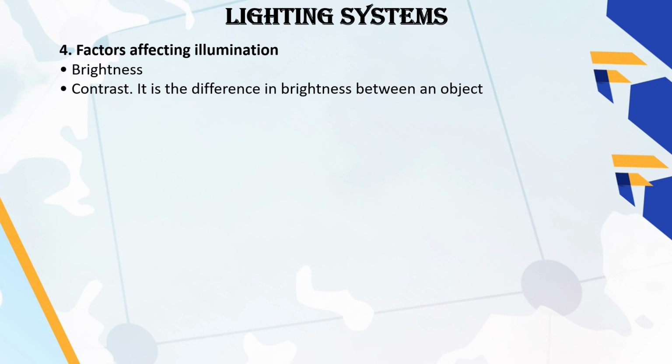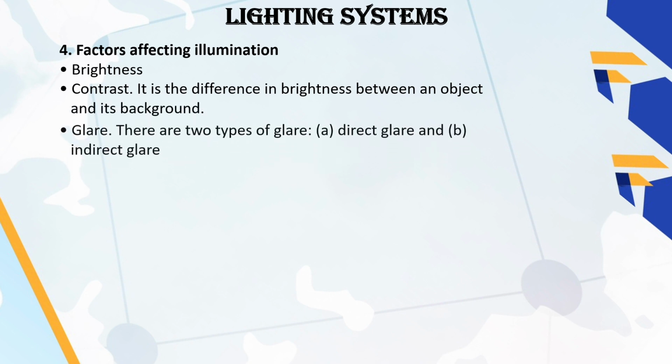It is the difference in brightness between an object and its background, which affects visibility and clarity. Higher contrast improves recognition and focus on tasks, while low contrast can make objects harder to distinguish, leading to potential errors and decreased productivity. Third, glare.